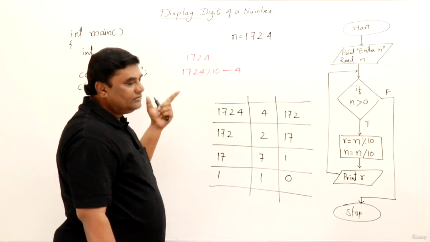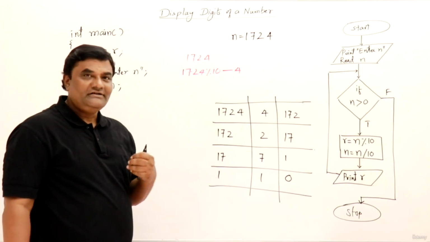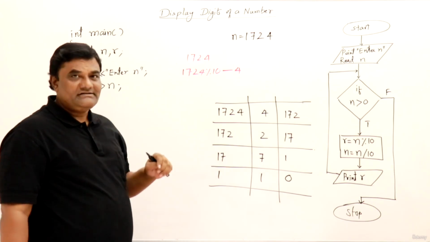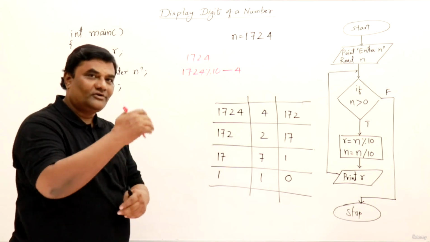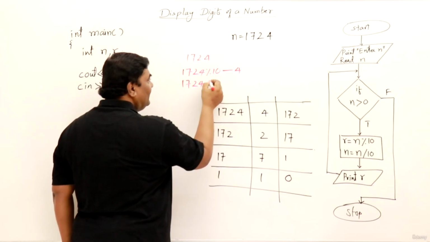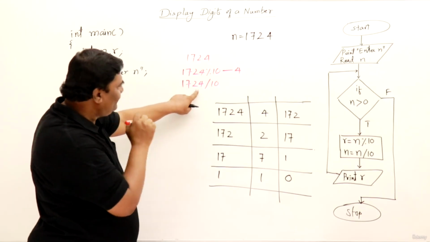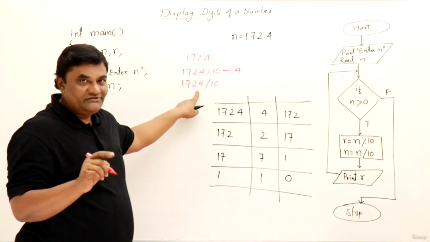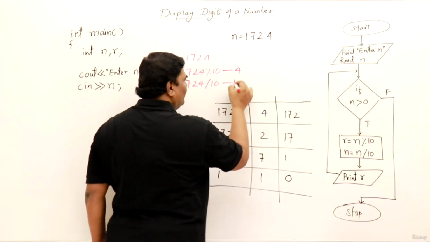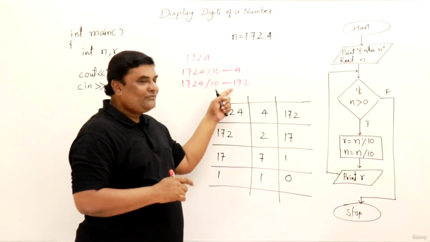Then how can I get 2? You can't get 2 now, right? If you mod by 100, you will get 24, you will not get 2. So for getting that 2, let us make 2 the last digit. How to make 2 the last digit? Remove 4. How to remove 4? See this: 1724 divided by 10 is 172.4. No, integer division. You remember integer division will truncate the decimal part and it gives 172.